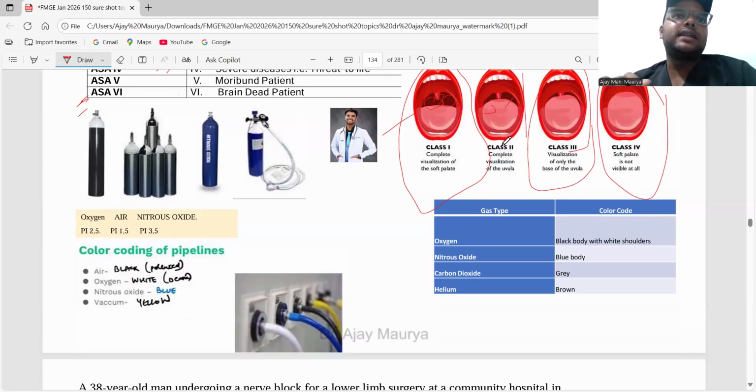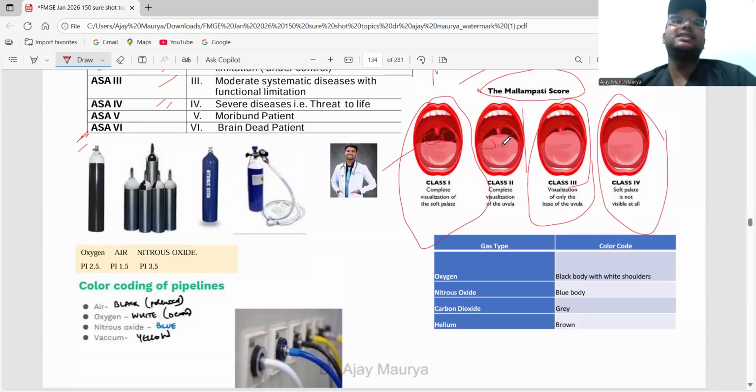Also see here, I think you guys have seen these cylinders. This is the black body with the white shoulder, which is obviously your oxygen. Blue body with white shoulder is the air. The next one, black body, this is the nitrous oxide.